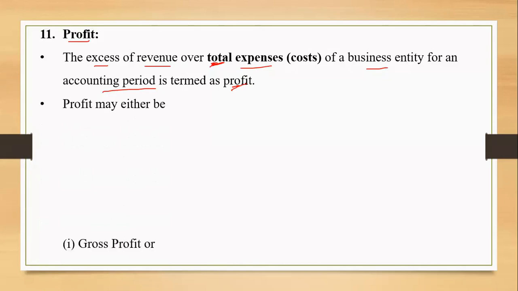Profit has two categories. One is gross profit, the other is net profit. So we have gross profit and net profit. Gross profit will be there from the trading account and net profit will be there from the profit and loss account. Gross profit.